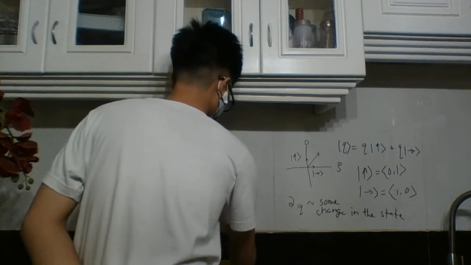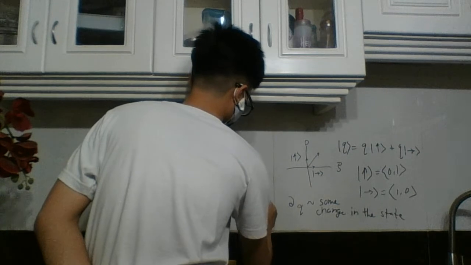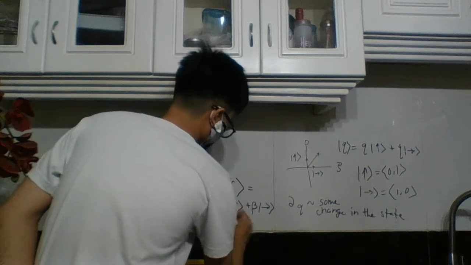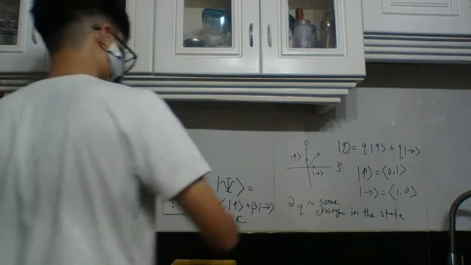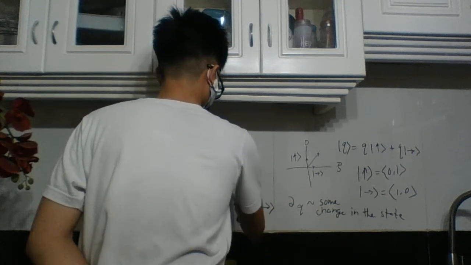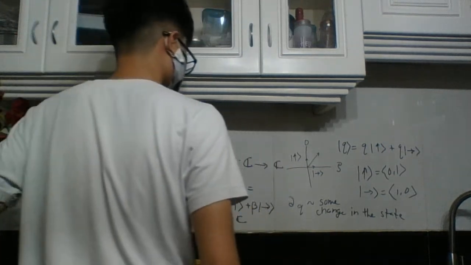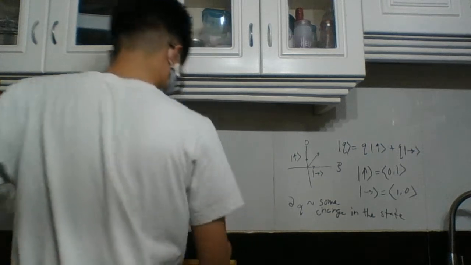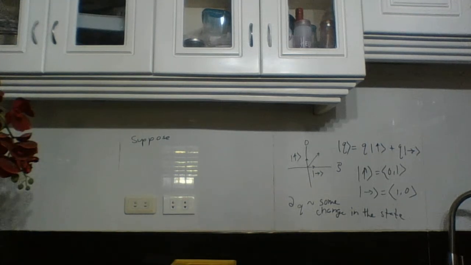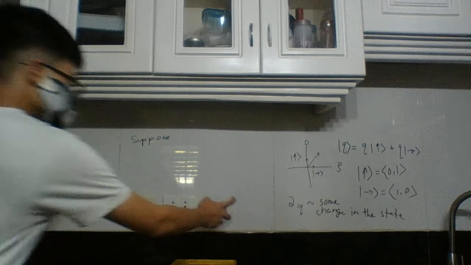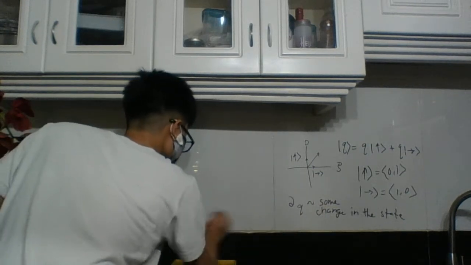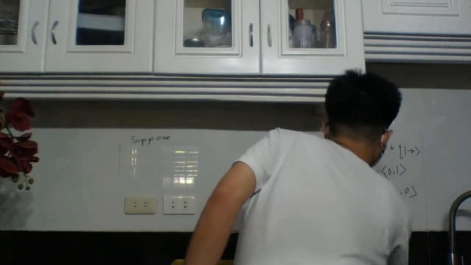And so this would correspond to some alpha times the up state plus beta times the side state, where alpha and beta are complex valued functions, so functions that take C onto C. Take C and map it onto itself. So their image exists in some C2.